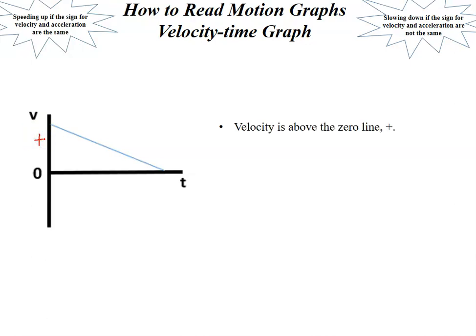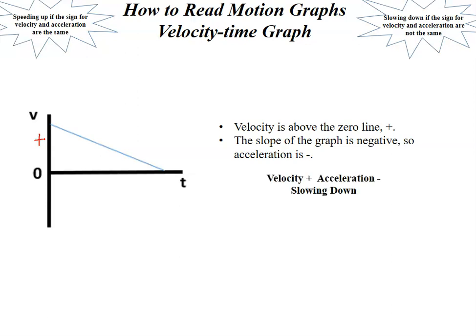All right, this one, it's on the positive top part. So this is a positive velocity. The slope is negative, so the acceleration is negative. Positive velocity, negative slope, slowing down. Now this is starting at a velocity that is not zero and moving towards a velocity that is zero. The slope is moving towards zero velocity. It's slowing down.